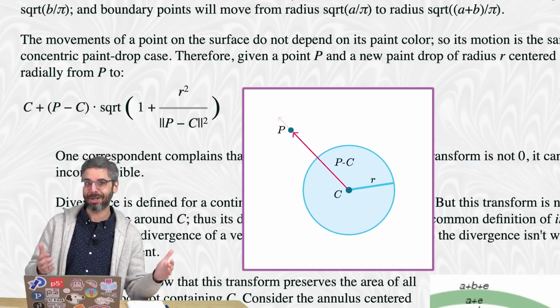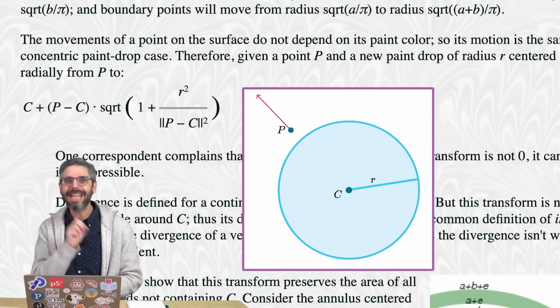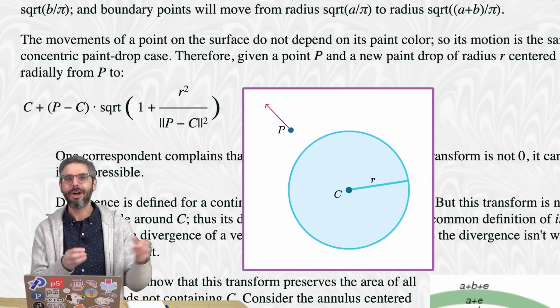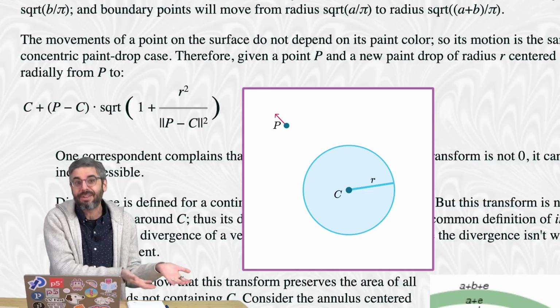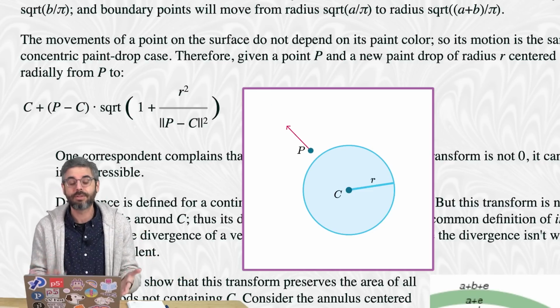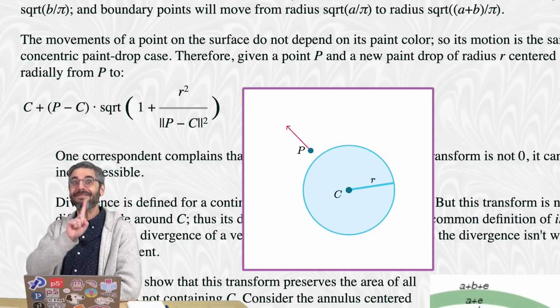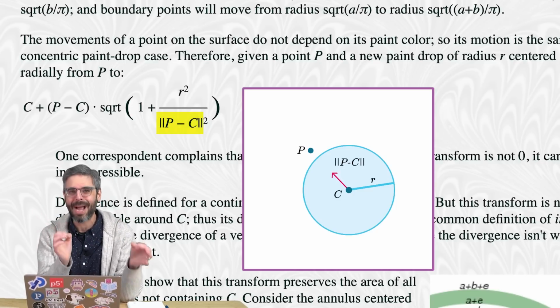But how far should it move? Well, if that blob of ink is really big, it should move farther. That's accomplished by scaling the vector by r squared. But how far away is that point? If it was really, really far in the first place, maybe it shouldn't move very much. If it was close, maybe it moves a lot. This is accomplished by dividing r squared by the magnitude of that vector, p minus c.